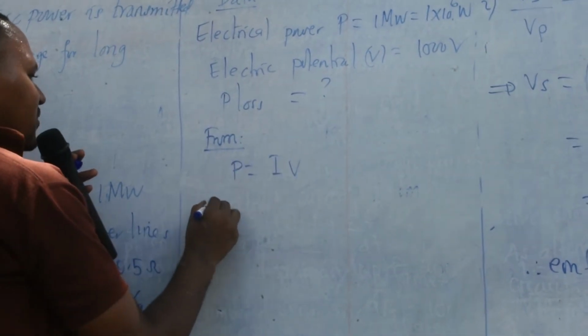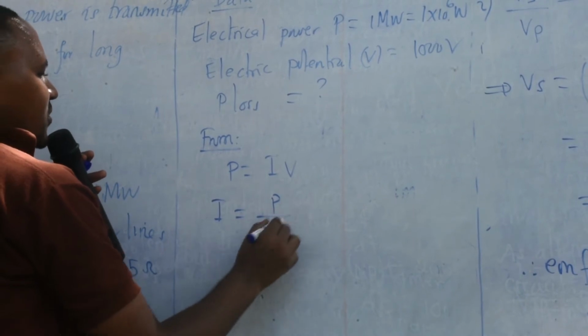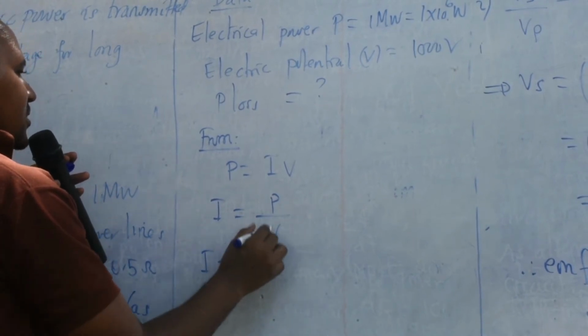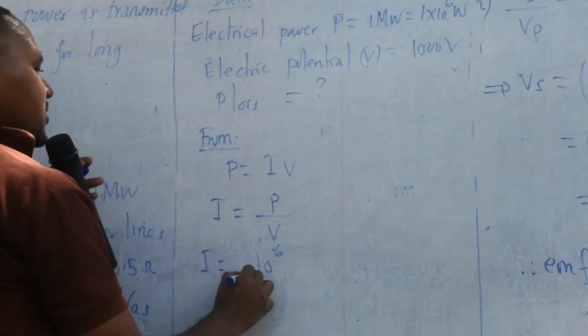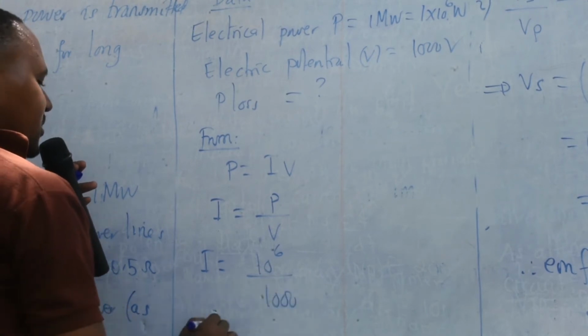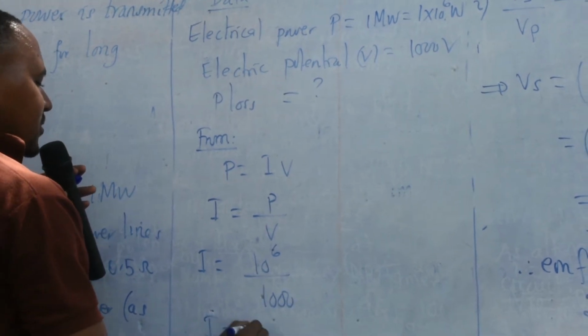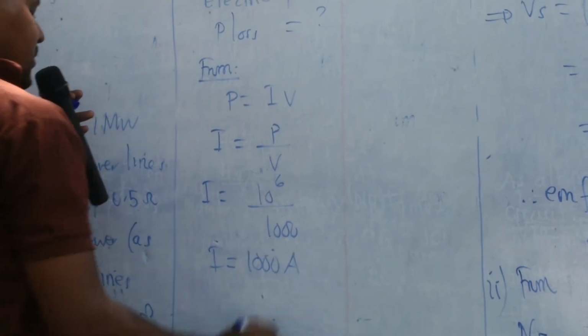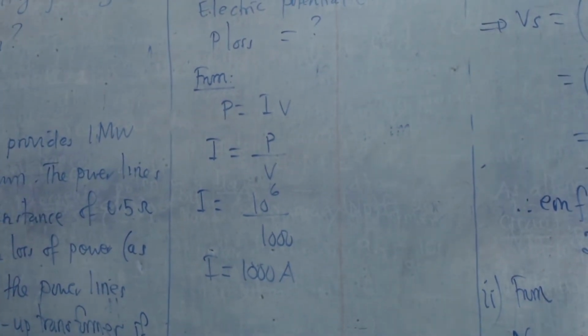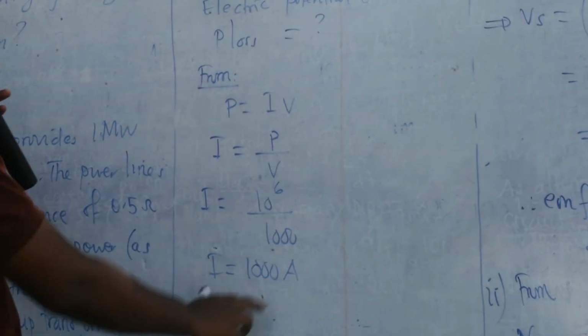So from this, it means that power divided by V, you can get the current. Current is, you take the power 10 to 6, then you divide by 1000. So you see the current here is 1000 amps. So the current that is passing through the electrical wires is 1000 amps.